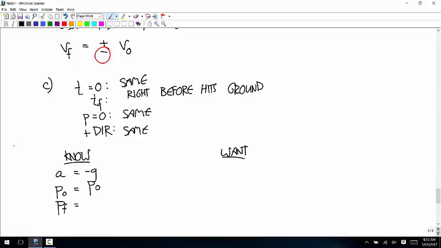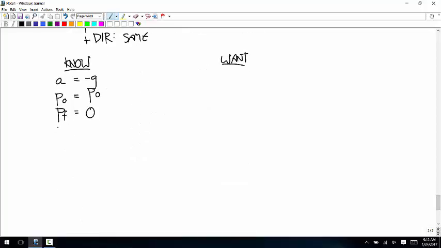What do we know about the final position right before it hits the ground? 0, yep. What we've specified here is that the point that we're labeling as 0 is the ground. So when something returns to the ground, it returns to a position of 0. Initial velocity is 0. Final velocity is what we're trying to find. And it's going to be the same equation again.